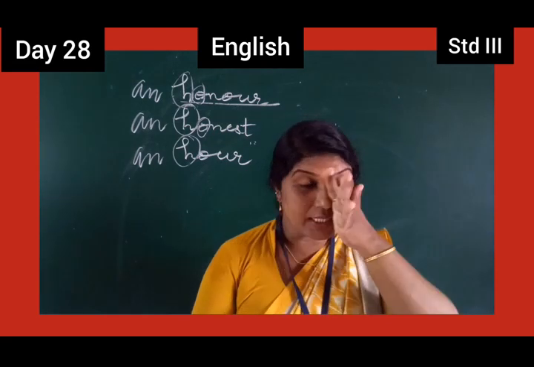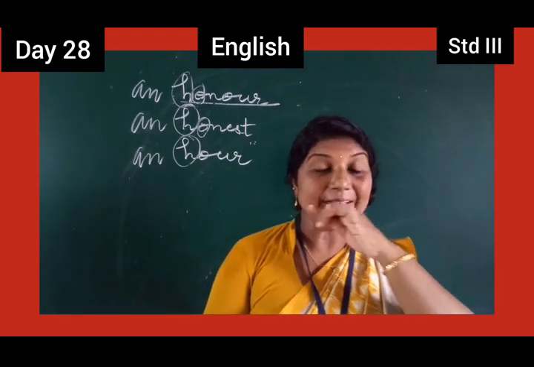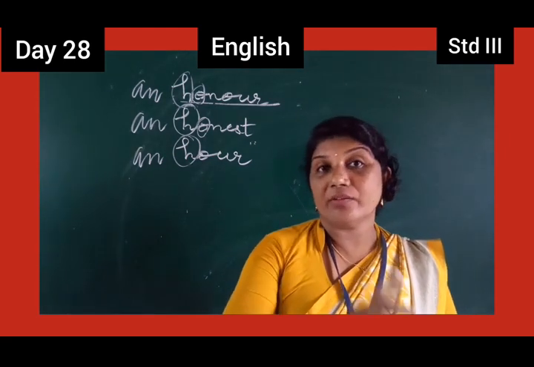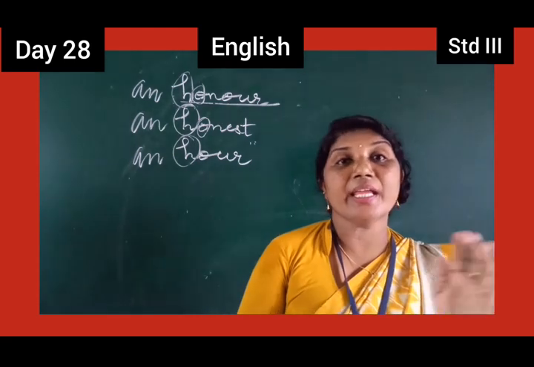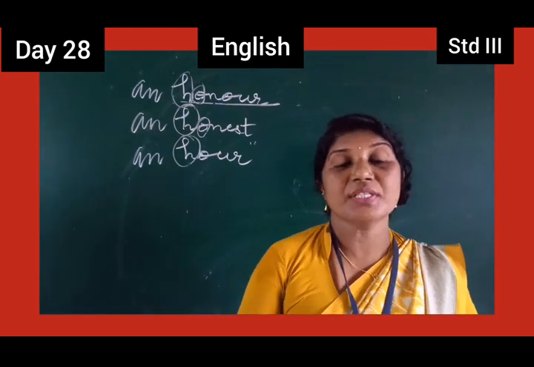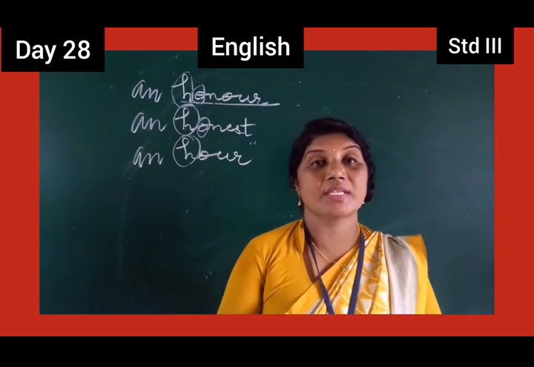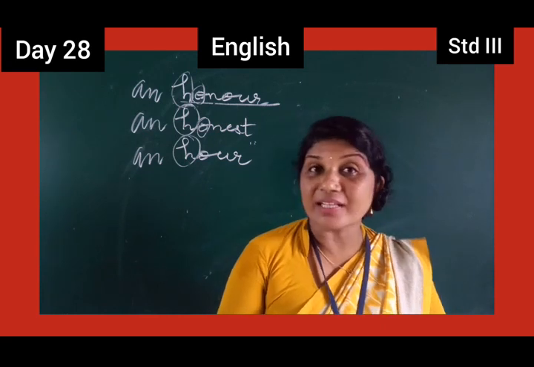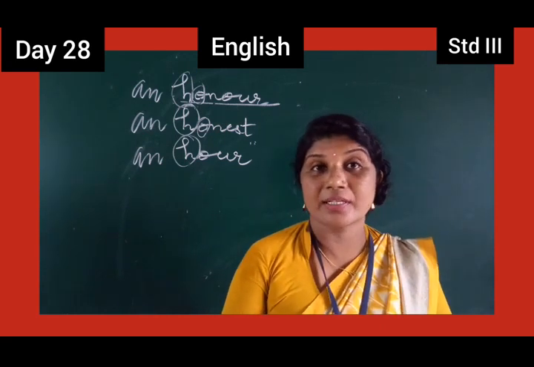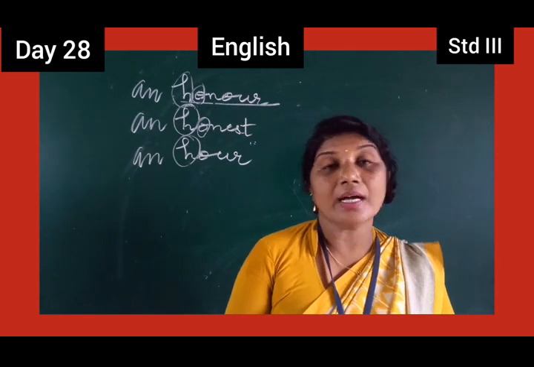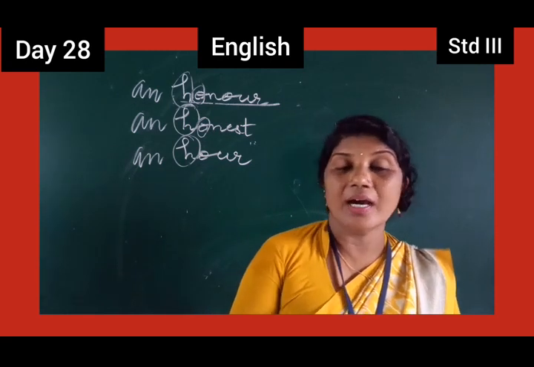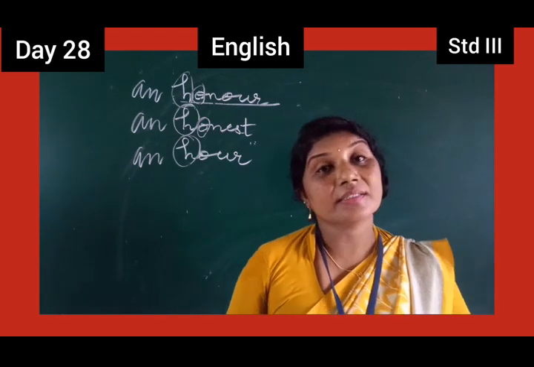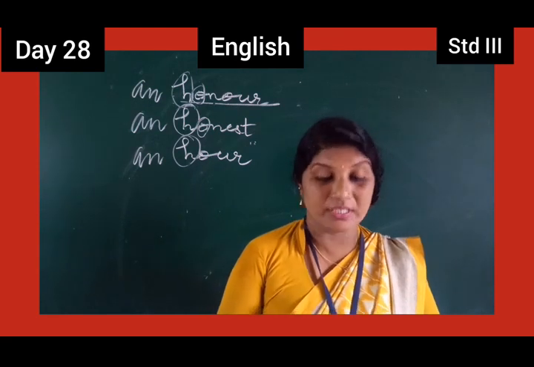Children, how many letters are there in the English alphabet? There are 26 letters in the English alphabet. What are they? From A to Z. Then A, E, I, O, U, these are vowels. Rest of the letters are called consonants. Okay, children. Then, what are articles? Our topic is articles. Right? What are articles? A, an and the. A and an are indefinite articles. The is the definite article.